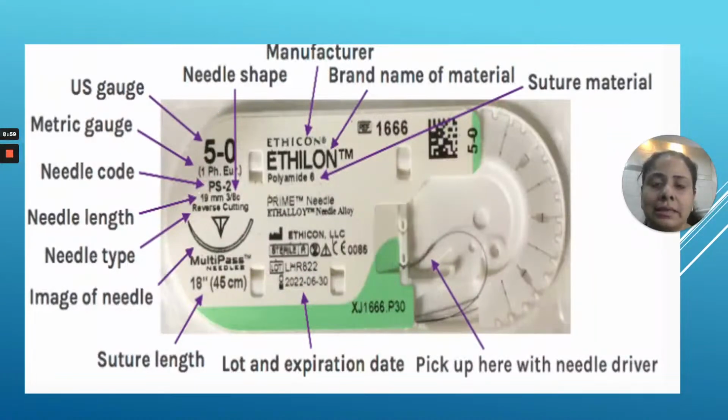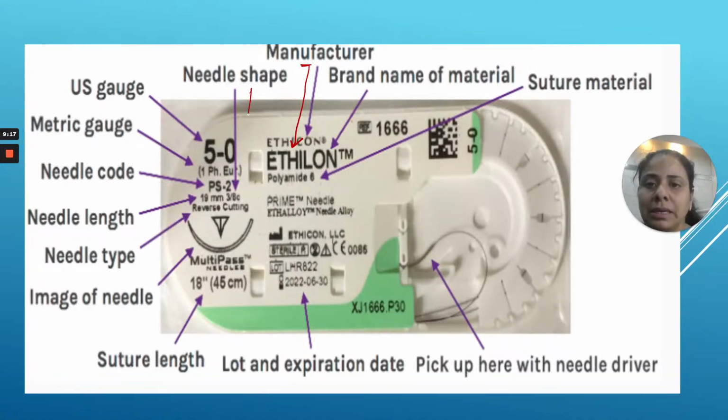So let's see what the different markings on these suture packings are. As you can see, I'm starting from here. This is the manufacturer name. In this case, it is Ethylon. It can be anything; there are various companies which manufacture suture materials.